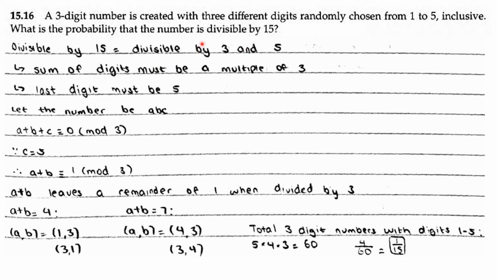In order for it to be divisible by 3, the sum of its digits must be a multiple of 3, because that's the divisibility rule. And in order for the number to be divisible by 5, the last digit must be 5. Since it's either 5 or 0, that's the divisibility rule, but the digits are from 1 to 5, so it has to be 5. So let the 3-digit number be ABC.